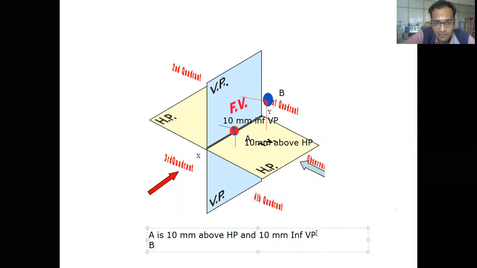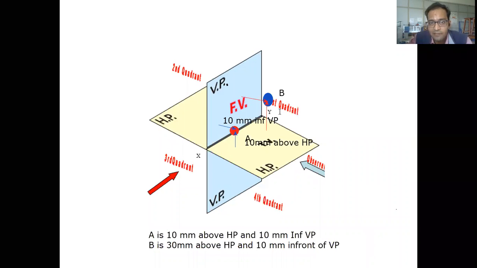Point B is 30 mm above HP and 10 mm in front of VP. 30 mm above HP and 10 mm in front of VP.